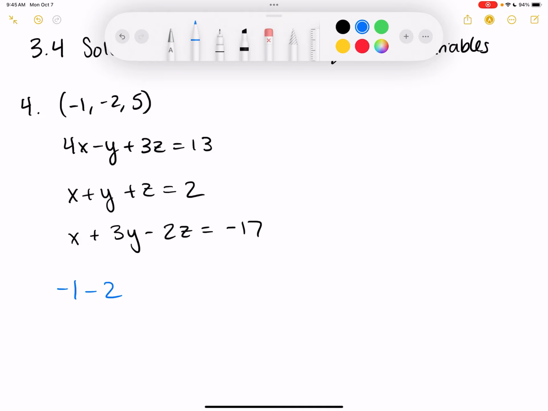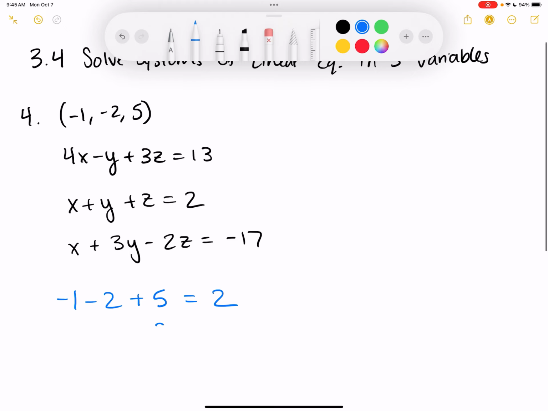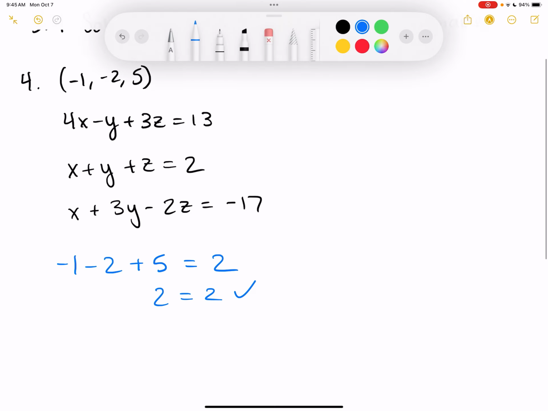All right, so plug it in. -1 minus 2 plus 5 equals 2. -3 plus 5 is 2, equals 2, so that works. And then always check a second one because sometimes it coincidentally will work in one and not in another. But if it works in at least 2 of them, it should be fine. So in the third equation, -1 plus 3 times -2 minus 2 times 5 equals -17.